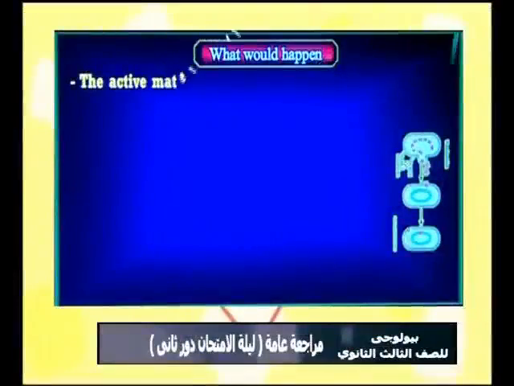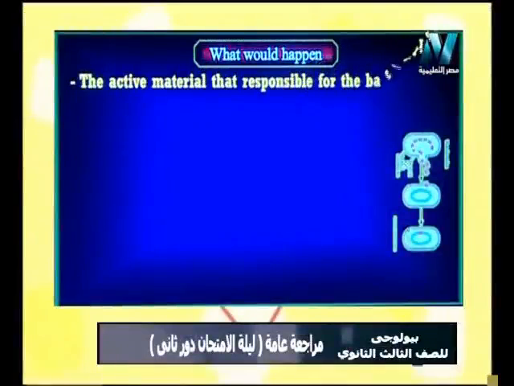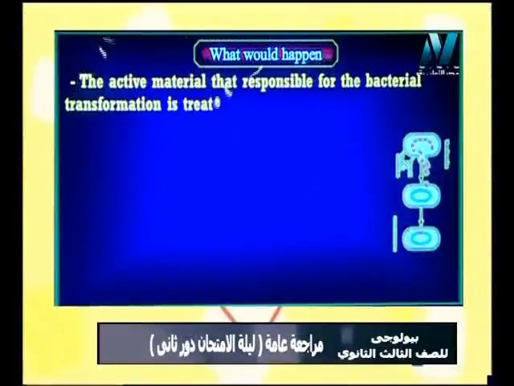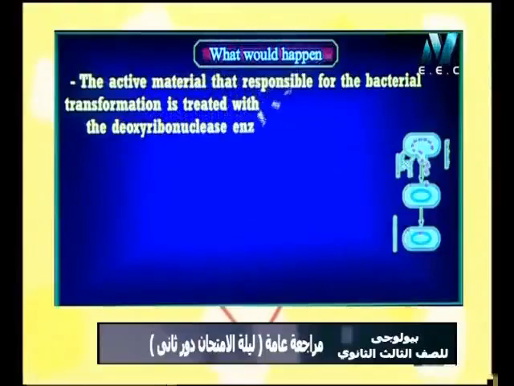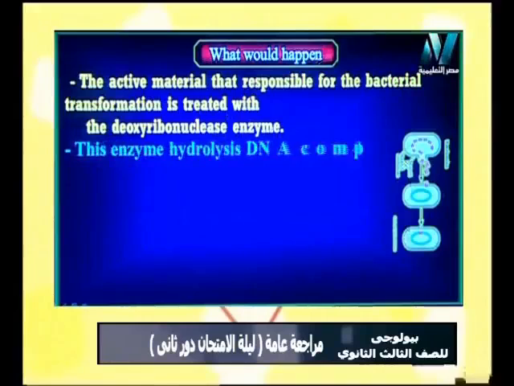شوف السؤال اللي بعده. السؤال اللي بعده بيقول what would happen in each of the following. The active material that responsible for the bacterial transformation is treated by the deoxyribonuclease enzyme. الاكتيف ماتيريال دي اللي responsible for the bacterial transformation انا عملت لها treatment by the deoxyribonuclease enzyme. احنا عارفين deoxyribonuclease enzyme causing complete hydrolysis of DNA but not affect protein or RNA. يبقى في الحالة دي complete hydrolysis of DNA takes place, so the bacterial transformation stop.